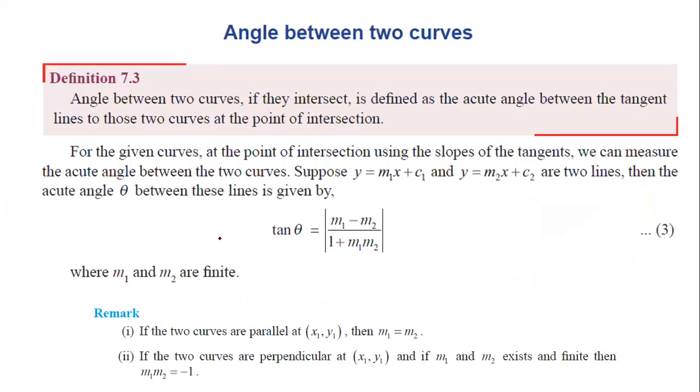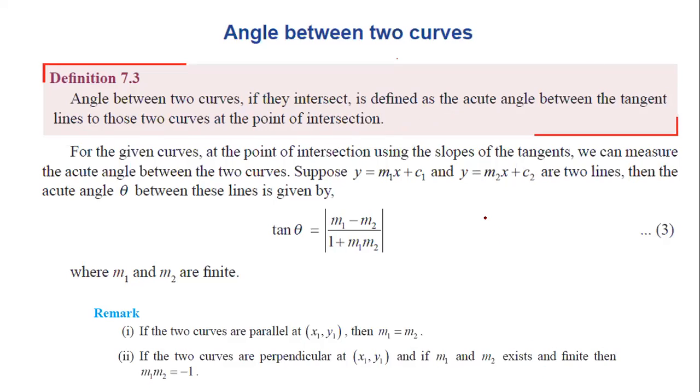Next problem is angle between two curves. See the definition. Angle between two curves, if they intersect, is defined as the acute angle between the tangent lines to those two curves at the point of intersection.